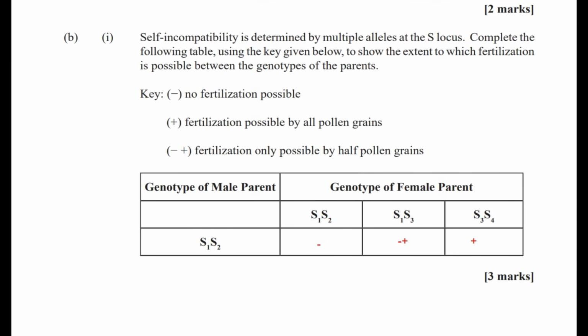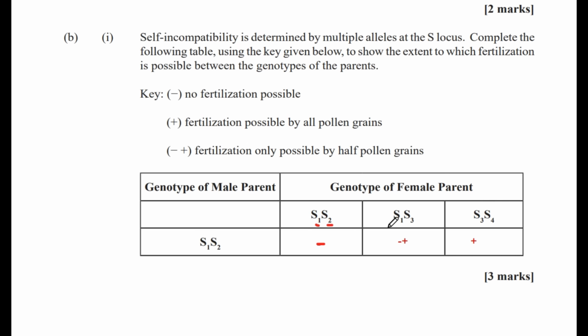And basically what it says is that it cannot fertilize those of the same genotype. What this is doing is trying to allow for diversity. So if it has the same S1, S2, it's not going to be able to fertilize it. So this one here, you see I have a minus. This is because it has 1 and it has 2.